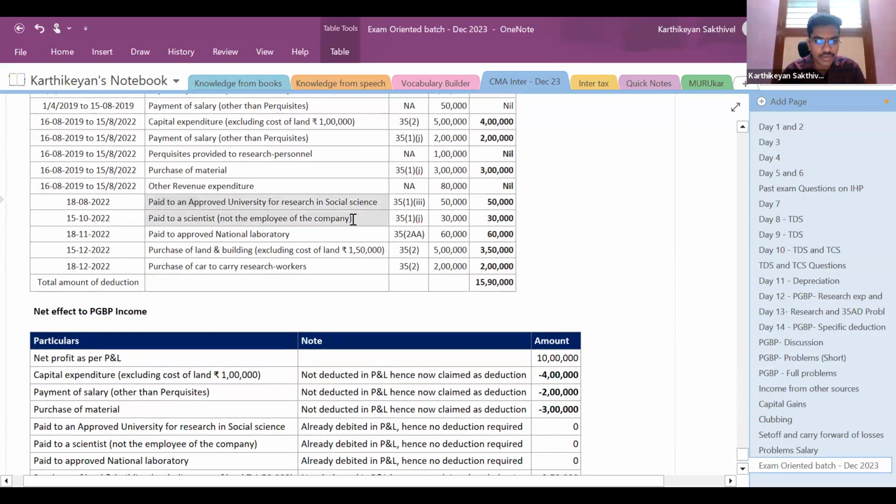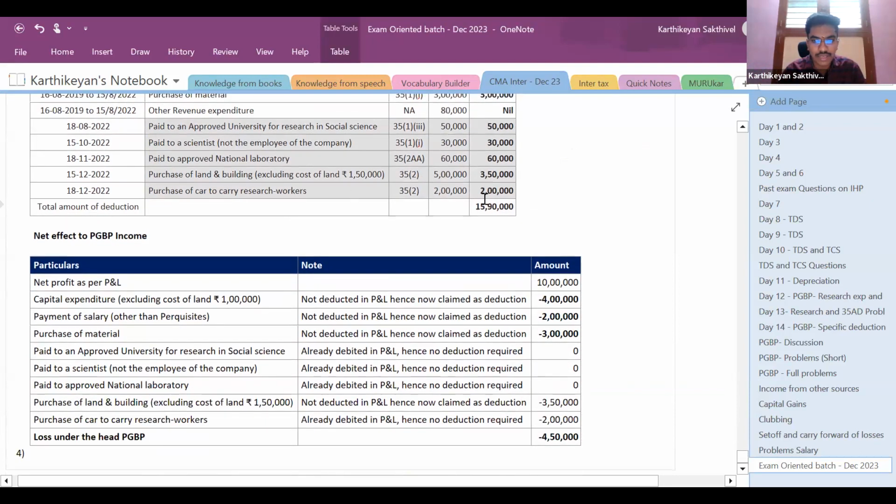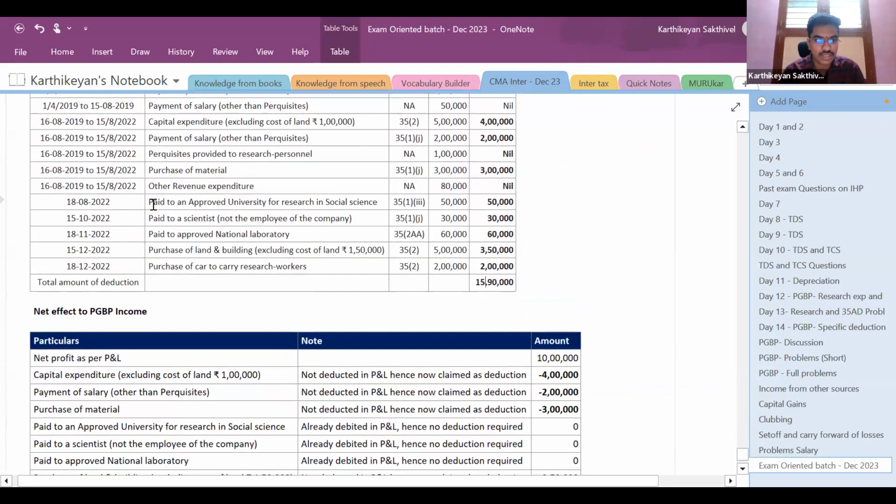The pay to approved university is current year expenditure. So this would have already been claimed if it is revenue in nature. Correct? The 50,000 would have been claimed. Paid to a scientist, it would have been claimed. So நீ எதுவும் பண்ண வேண்டாம். Paid to approved national laboratory, it would have been claimed.